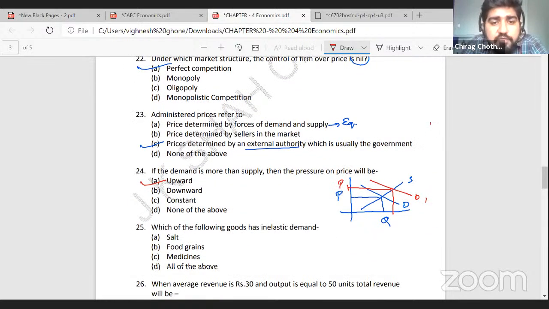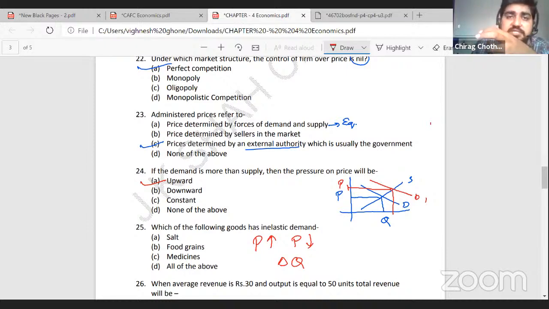Right? Which of the following has inelastic demand? What do you mean by inelastic demand? If the price rises or price falls, the change in demand is less. Inelastic means elasticity will be less than one, and it goes down to zero. So in inelastic demand, the change in demand will be less than the change in price. In case of salt, if the price rises or falls, do we stop consuming salt? No, we still consume the same. Food grains are a necessity. In case of necessities also, demand remains inelastic. In case of medicines also, demand remains inelastic. So the correct answer would be all of the above.